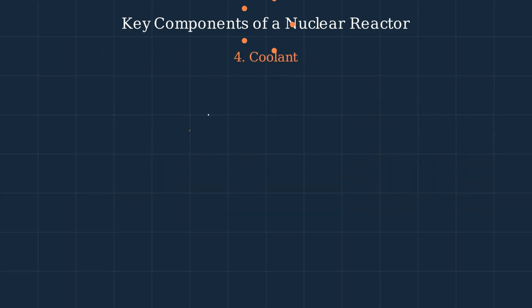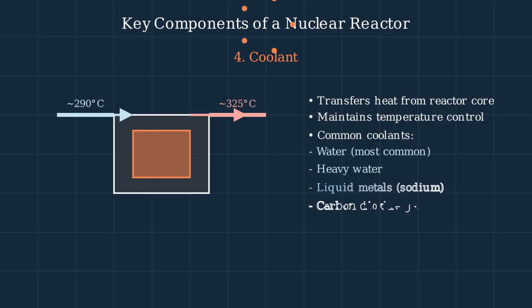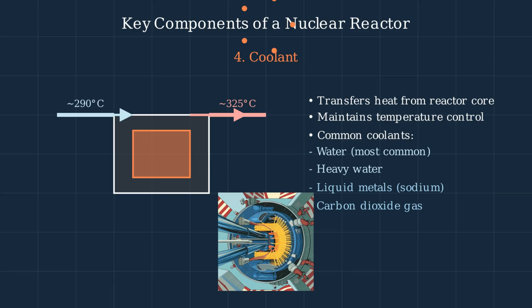The coolant removes heat from the reactor core and transfers it to generate steam for electricity production. Water is the most common coolant, though some reactors use heavy water, liquid metals, or gas.